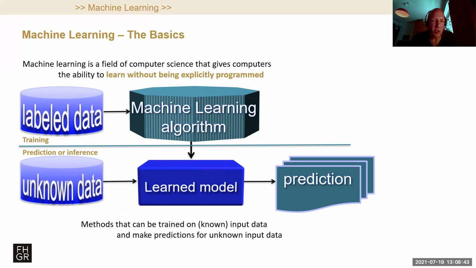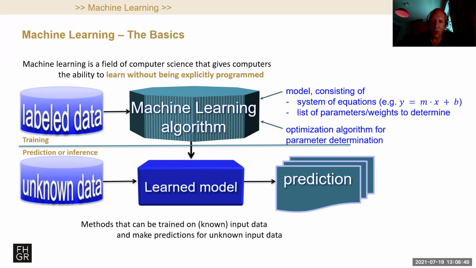The machine learning approach is as follows. You have labeled data, and the machine learning algorithm then uses a model. A model is just a system of equations. It can be a rather simple system of equations, doing additions and multiplications typically. And then in this system of equations, you would have various parameters. They're called weights in the machine learning approach. In this equation, y equals mx plus b, there would be two weights here. We have one m parameter and we have a b parameter.